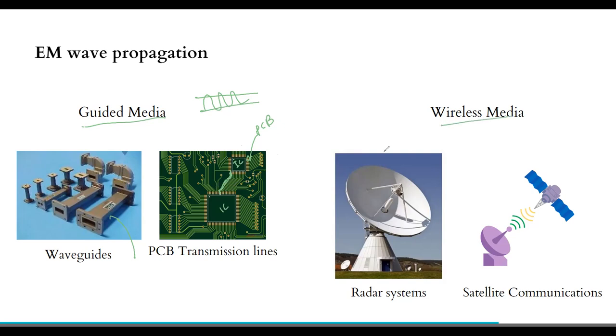And we have wireless media. So in wireless media, we can send wireless signals from one point to another point using base stations, satellite dishes, and so on. And we have radar systems, right? In radar systems also, we are using electromagnetic waves, and we are using concepts related to them in order to achieve some tasks.